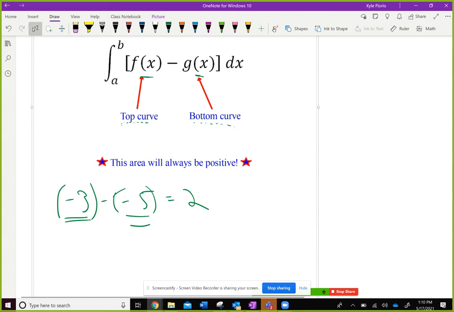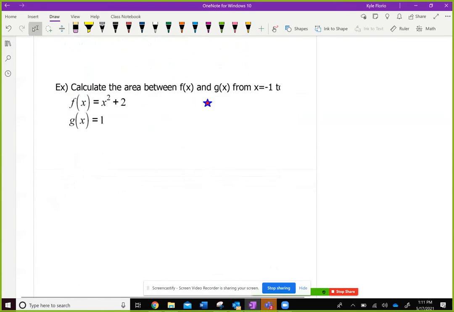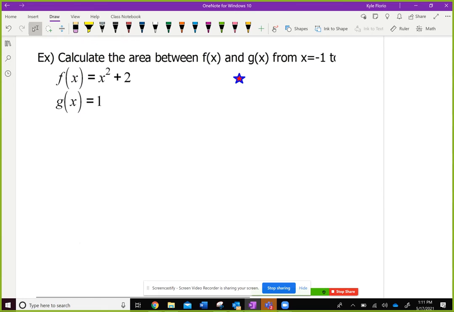Okay, so if I want to find the area between two curves, just subtract the top curve minus the bottom curve and integrate that result. So if I want to calculate the area between f and g from x equals -1 to x equals, I think it's 2.